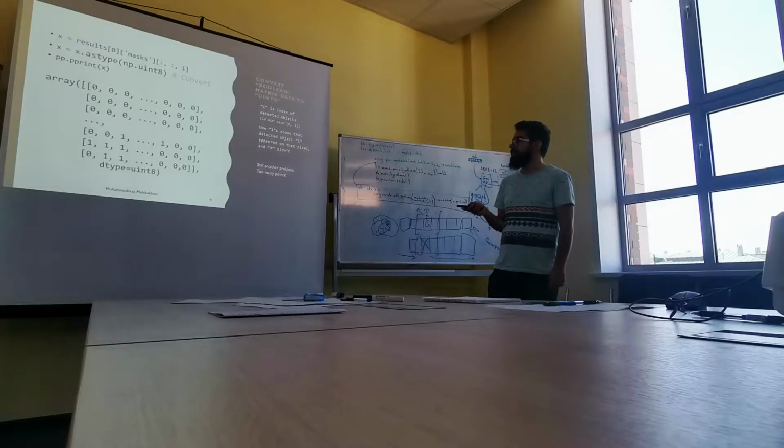kind of matrix. The ones show that the detected object appears in that pixel. The 0 means that it's not appearing in that pixel. So for every detected object, we have this kind of matrix.